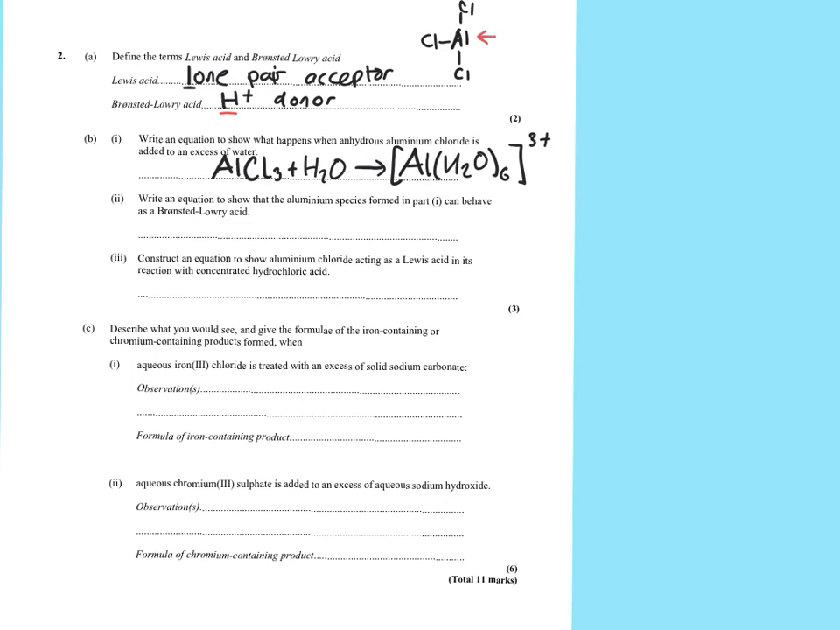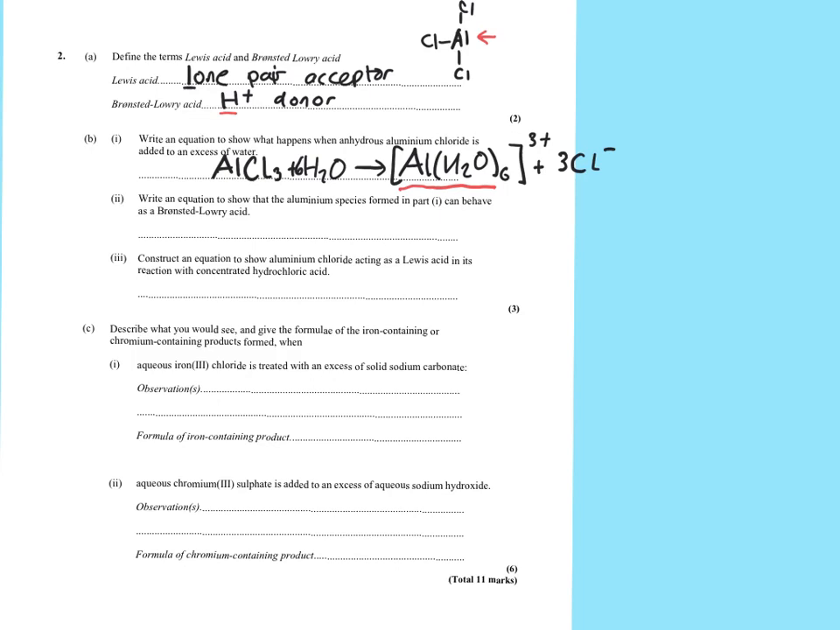Now we know that aqueous 3+ ions are very acidic in solution. So if we react aluminium chloride with water, we're going to form the [Al(H2O)6]3+ ion, and we're also forming chloride ions in excess. In order to balance this, we can see that we need to add 6 H2Os.